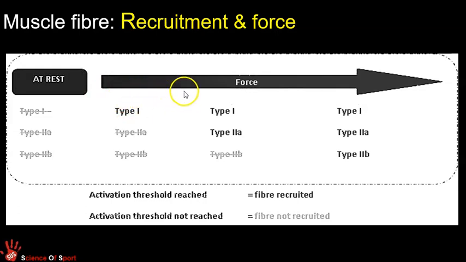If we need to do something where we're working a little bit harder, so we need to generate a moderate force, not only would we ask our type 1 fibers to work, but we'd ask our type 2A, our FOG fibers, fast oxidative glycolytic fibers. Overall then we'd generate a slightly bigger force.